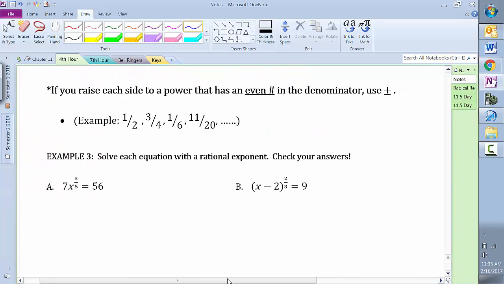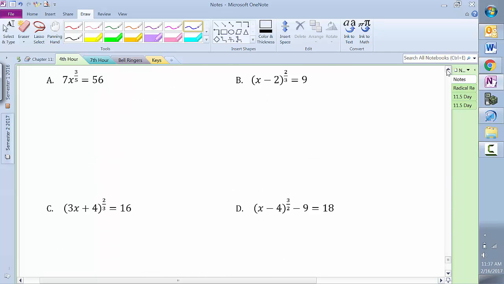Now it says, if you raise each side to a power that has an even number in the denominator, we have to use plus or minus. Okay, so this is new. What we just learned was the same as what we learned when we were solving. This part's a little new, but not too hard. Let's practice them. I'll show you the first one.